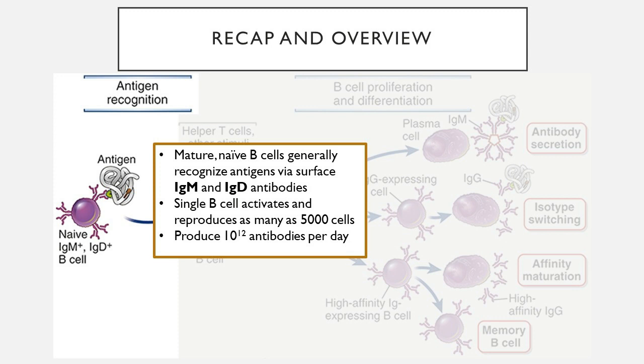We also know that upon activation, a single B cell can reproduce and expand to as many as 5,000 cells. We learned that this is in contrast to T cells, which can expand up to 50,000 cells. And also that these individual antibody-producing B cells after activation can produce 10 to the 12 antibodies per day, an insane amount. They're just huge factories for antibodies.